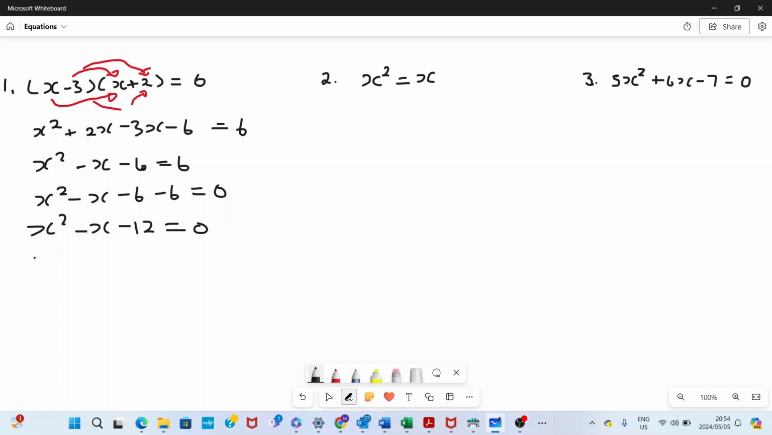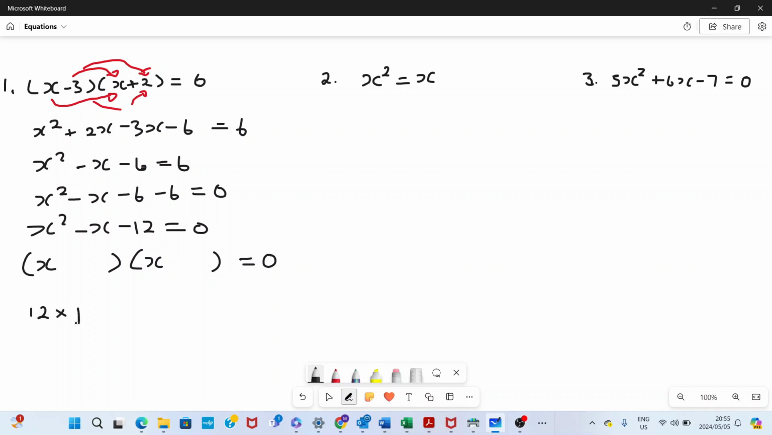We can apply factorization. So if I can just have two brackets here, it's still equal to 0. I can put an x here, put an x here. Then now I need to find the factors of 12 that would give me minus 12 when I multiply them, that would give me minus 1 when I add them up, because the coefficient of this x here is minus 1. So how do you get that?